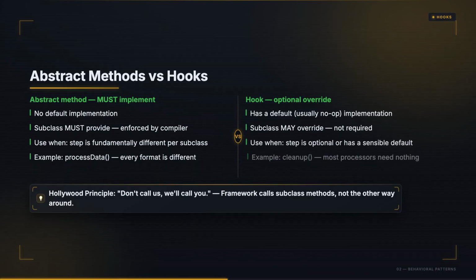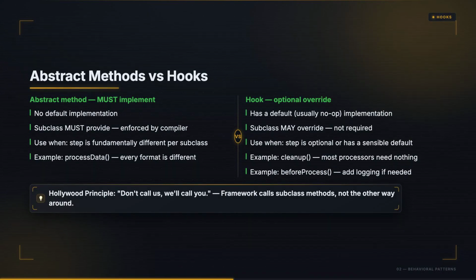Template method often includes hook methods, concrete methods in the base class with empty bodies. Subclasses override them when they need to inject behavior at a specific point and ignore them when they don't. Flexibility without forcing every subclass to implement everything.